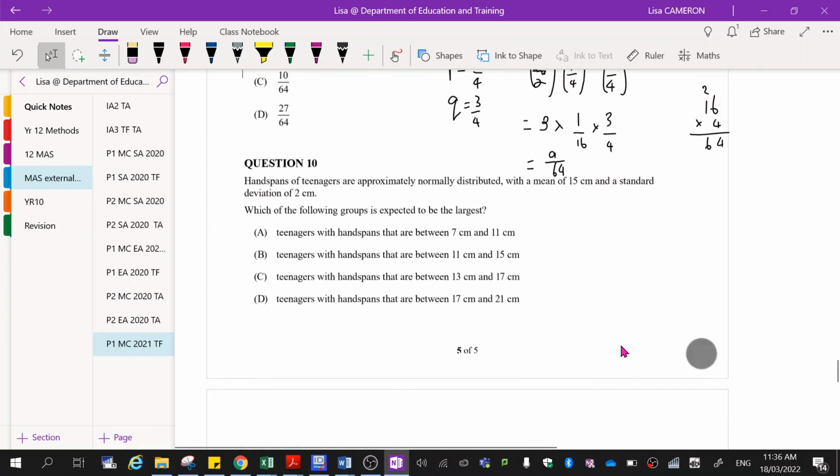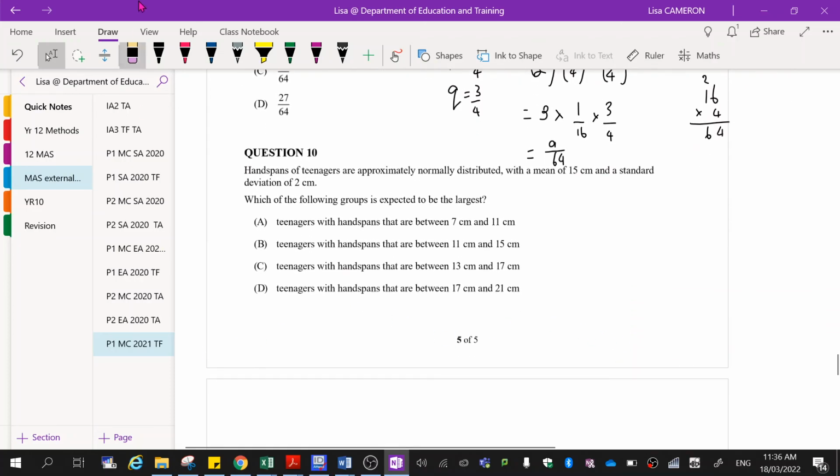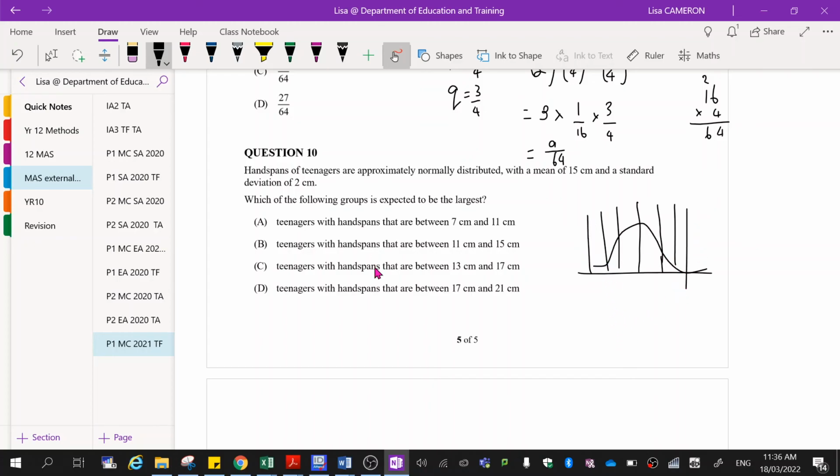Okay, lucky last question. So, handspans of teenagers are normally distributed. Remember, the normal distribution looks like this. Where your mean falls in the center, and then you've got standard deviations to the side. So that's 1 standard deviation, 2 standard deviations, 3 standard deviations. Handspans of teenagers are normally distributed with a mean of 15. So the mean is going to be 15. Standard deviation of 2 means each time we're going up this way by 2 and down this way by 2. So 17, 19, 21, 13, 11, and 9.